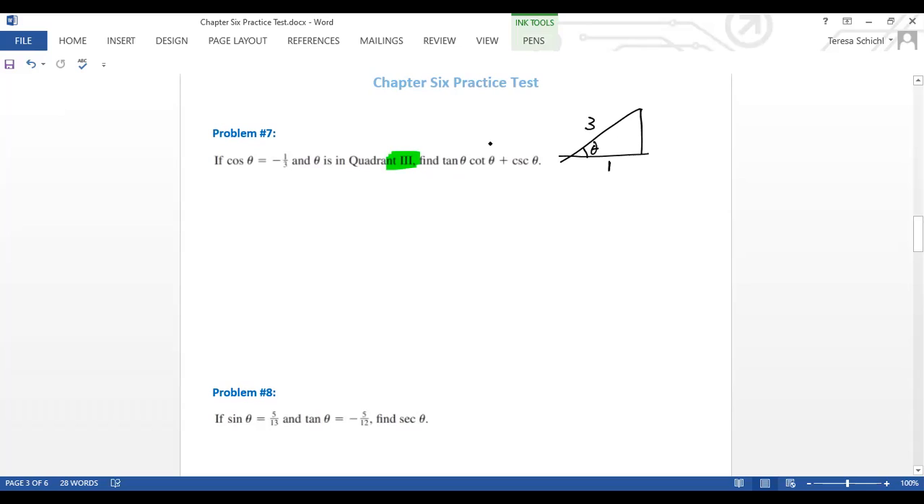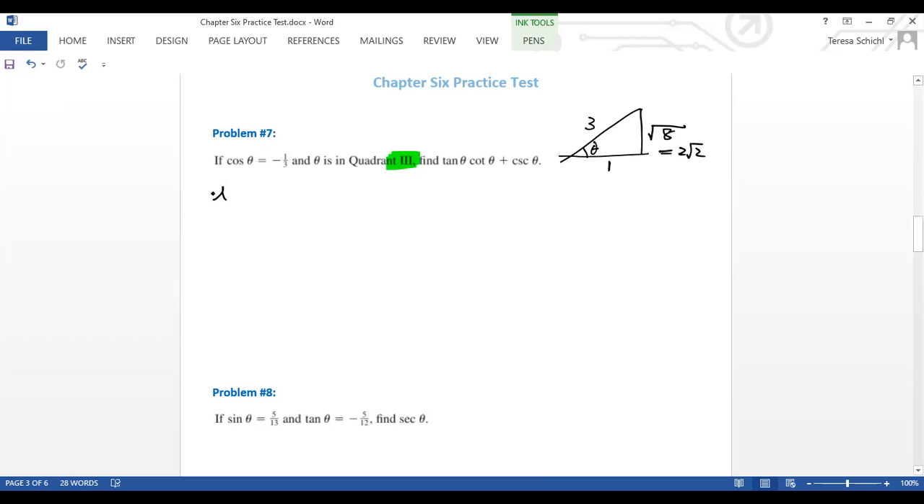Because cosine is the x here, I know the x is negative. Now by the Pythagorean theorem, the hypotenuse is 3, so the other side is the square root of 9 minus 1, so it's the square root of 8, correct? If you want, you can simplify that a little bit. It's 2 square root of 2. So this is in quadrant 3.